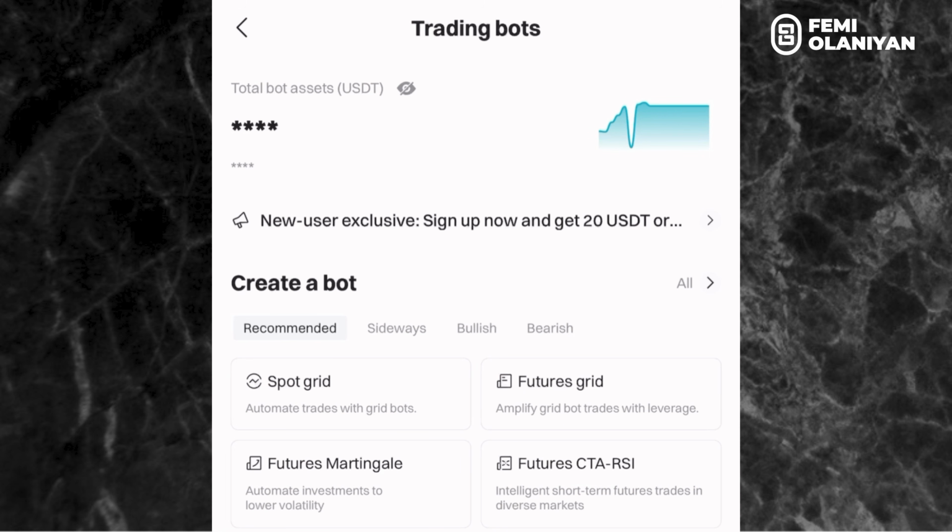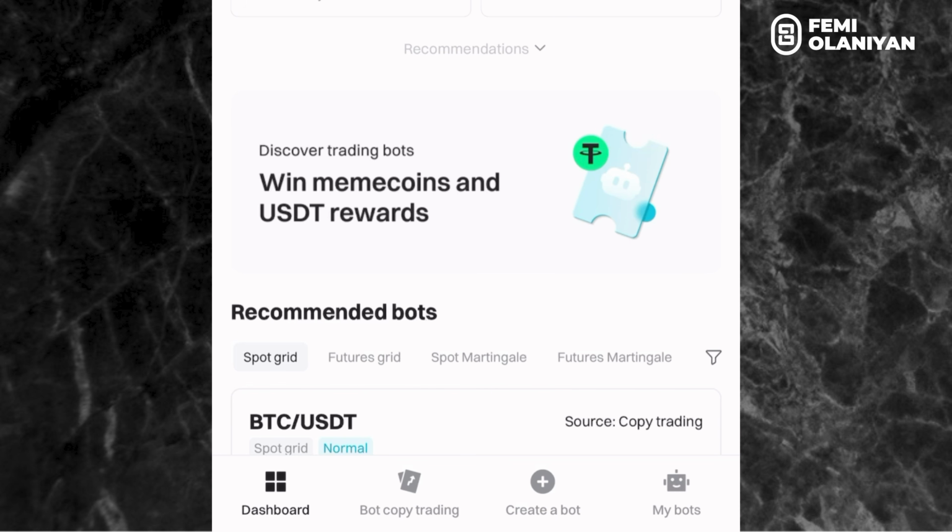Now, once you're on the trading bot page, the next thing is to go ahead and create your trading bot. To create your trading bot, you can come right here. You can see where you have create a bot. Just click on the arrow in front of it where you have all. Or you can come to the bottom side of the screen and click on create a bot.